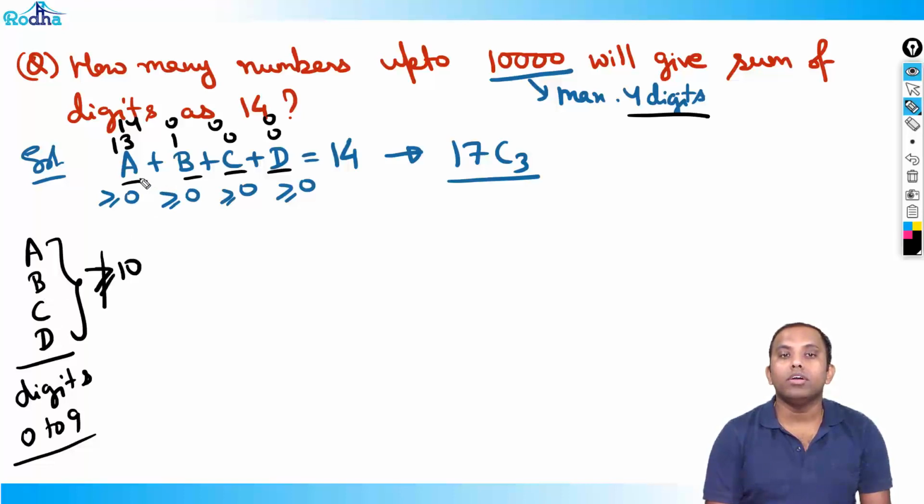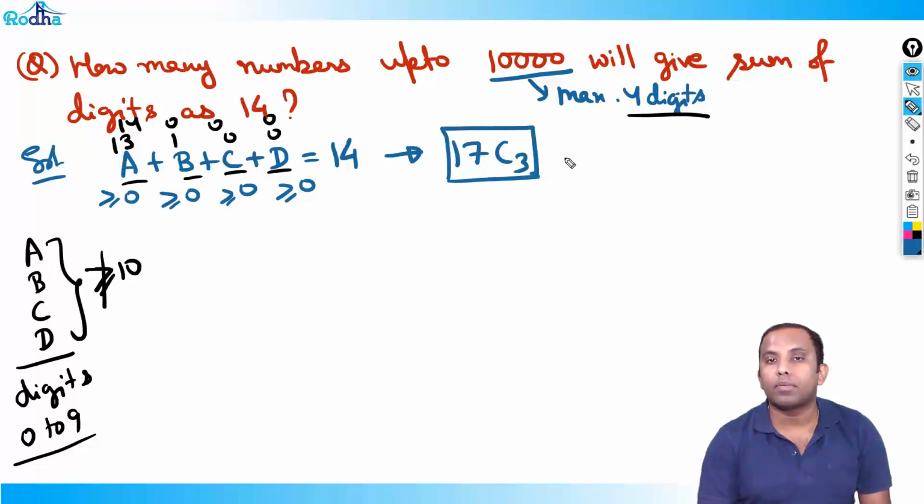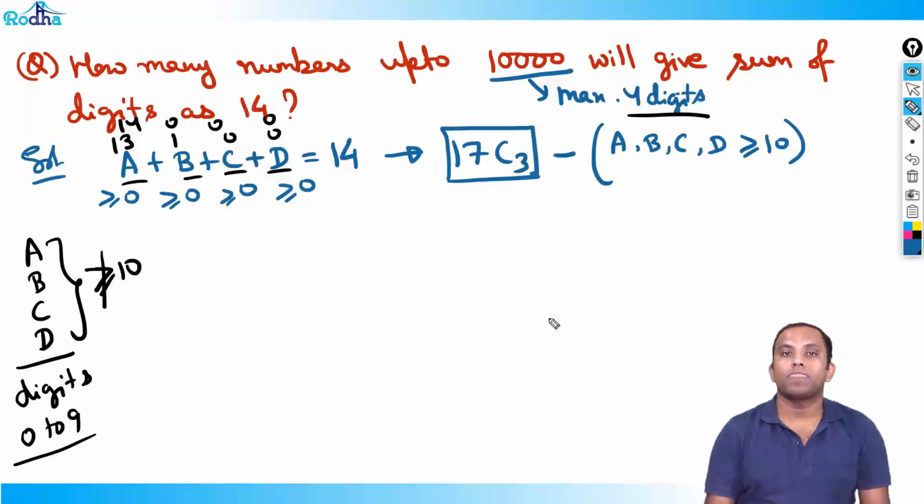Okay, so here, what is the total number of cases? The total number of cases is 17C3. So here I should subtract the cases where A, B, C and D are greater than or equal to 10, right? These cases I don't want, because if they are more than or equal to 10, it will not be a digit.